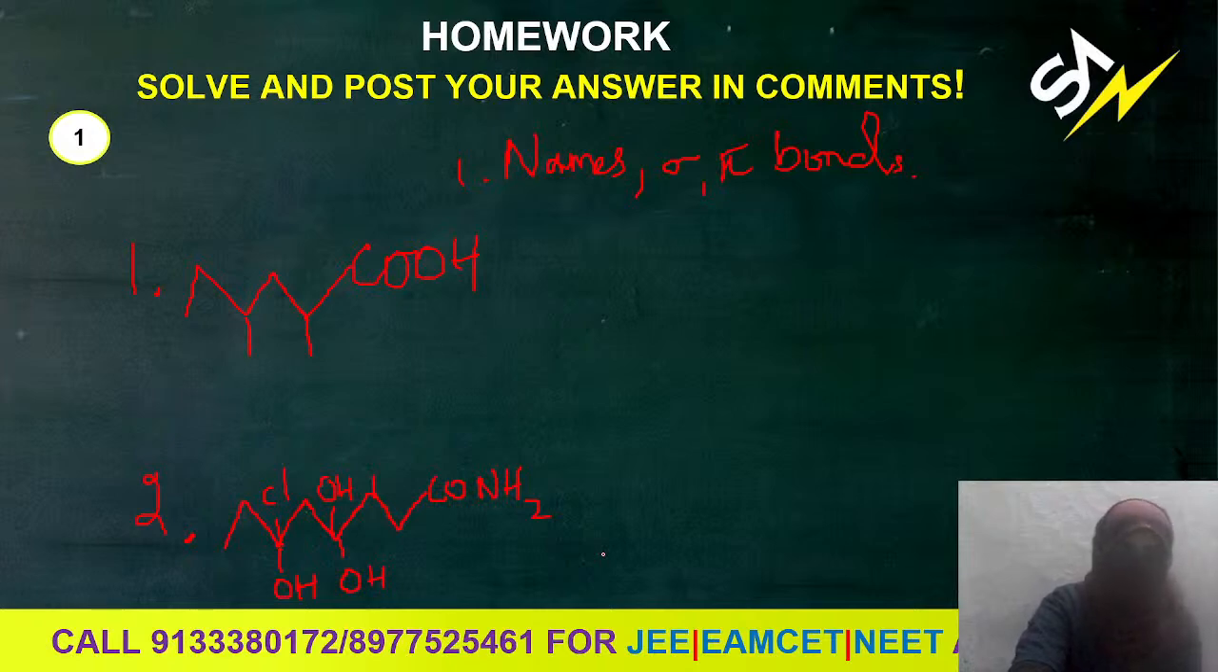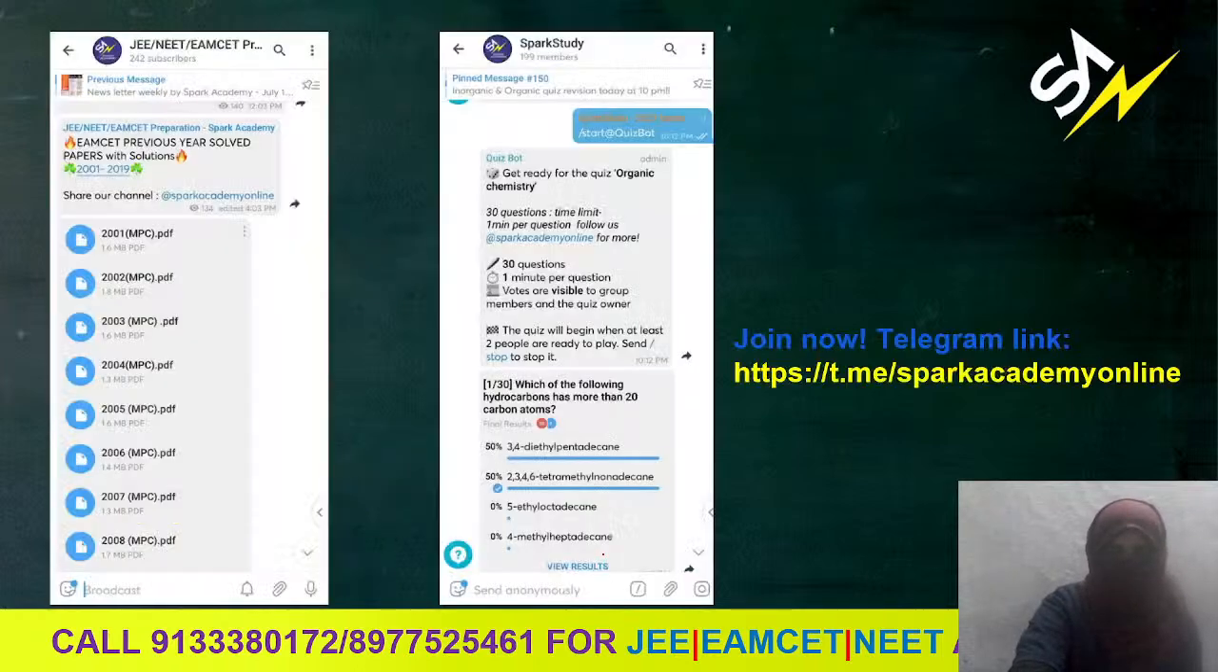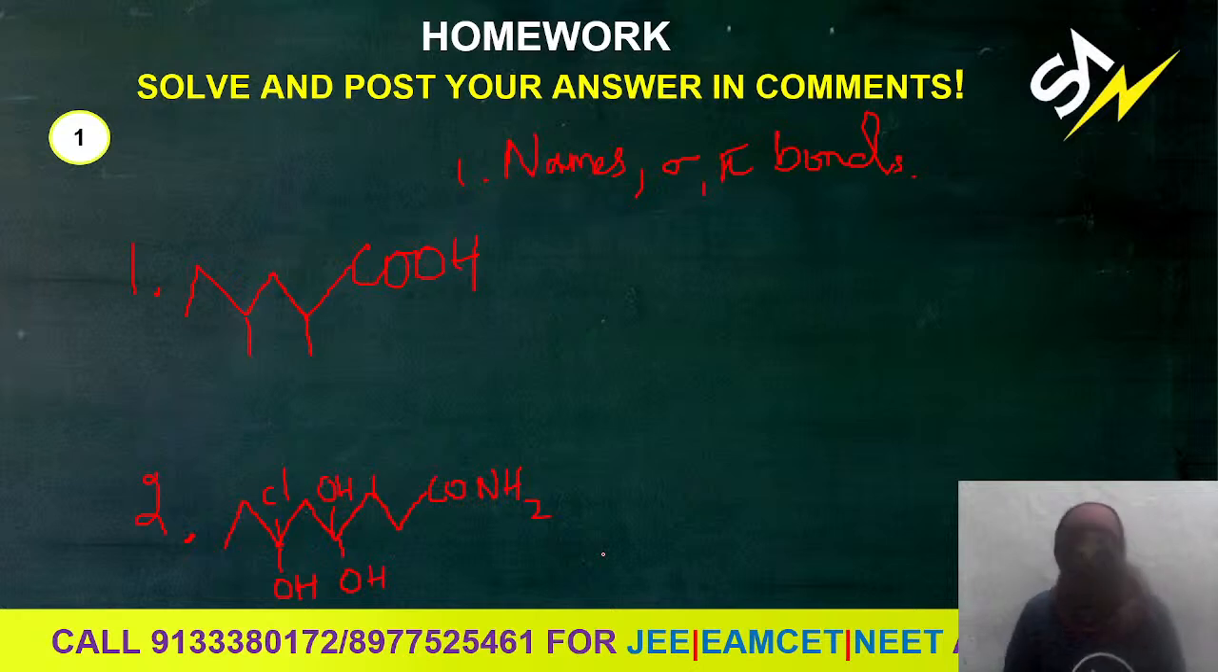And this is also an assignment for you. Solve and post your answers in the comment. I'm giving only 4 here. For this, which is handwritten, I want only names and sigma and pi bonds. So I gave this 1, 2, 3, 4. That means total 4 plus 4 plus 4, that is 12 questions you need to solve. Out of 12, I gave 8 MCQs. The rest 4 are nomenclature, direct names.